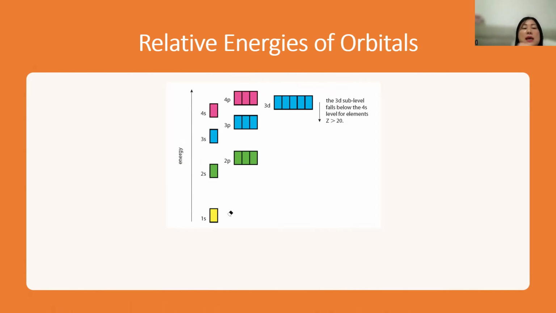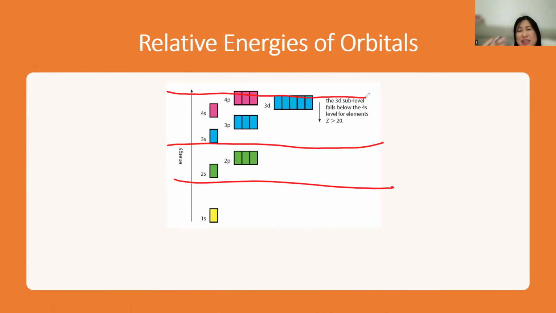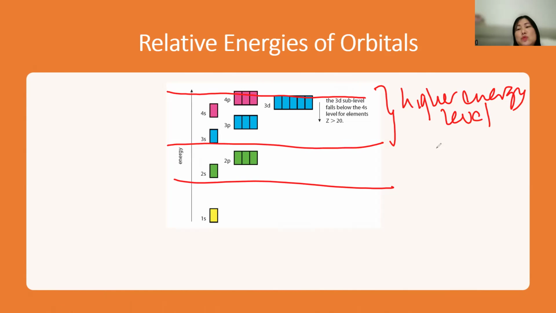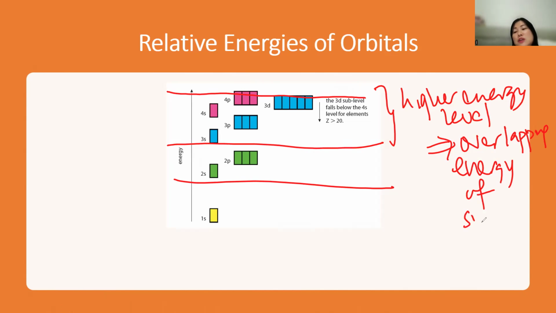Next, you will see that it's very clear cut at 1 here, 2 here. But when it comes to 3, you start to see some overlap. Some of the 4 went into the 3, right? That happens because when it goes towards higher energy levels, you start to see overlapping of the energy of the sublevels. So there's some overlapping in the energy of the sublevels, as seen in the picture.